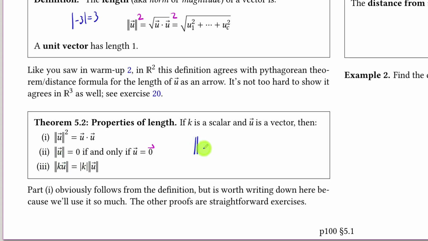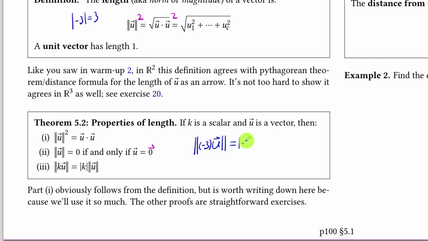Like the length of -3 times u, for example, is going to be an arrow that points in the opposite direction as u, but the length of it is still 3 times longer. So it's just 3 times the length of u.